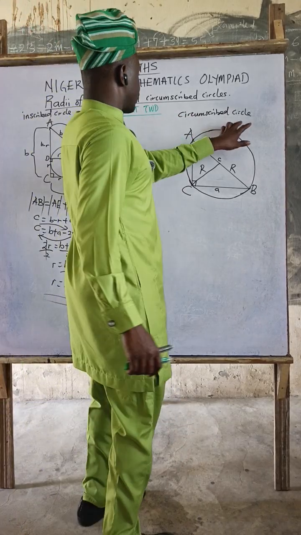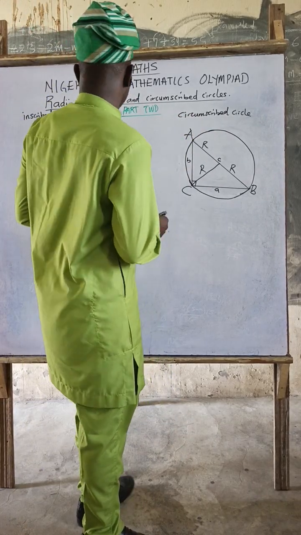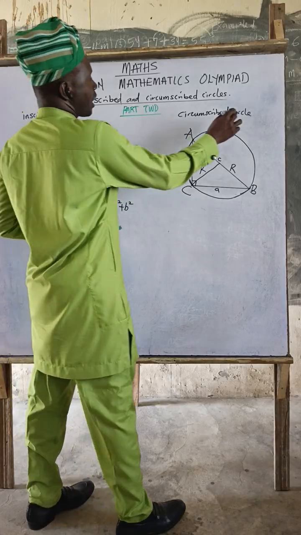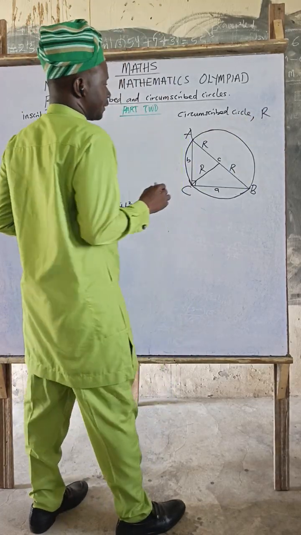We are now on the circumscribed circle. We want to determine the radius of the circumscribed circle, which is capital R. This one is small r, then we have the bigger one here.